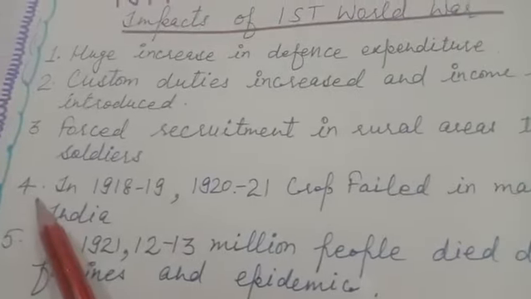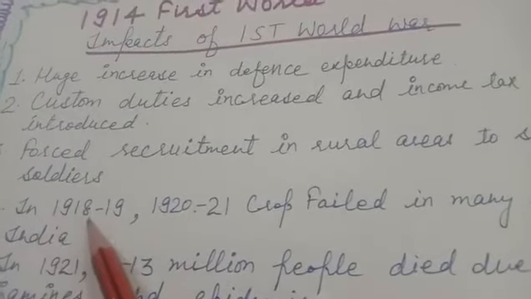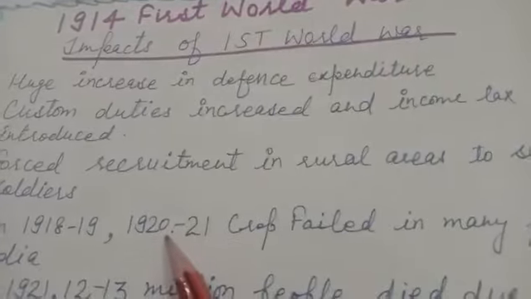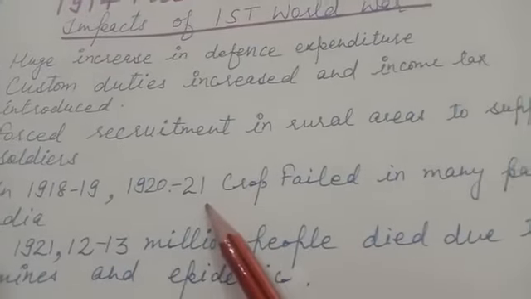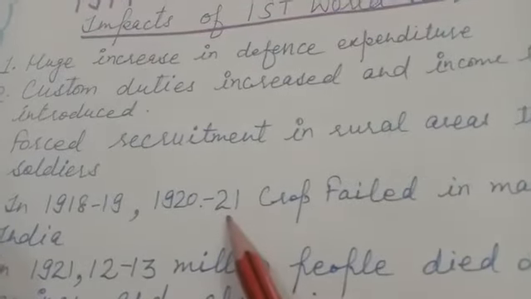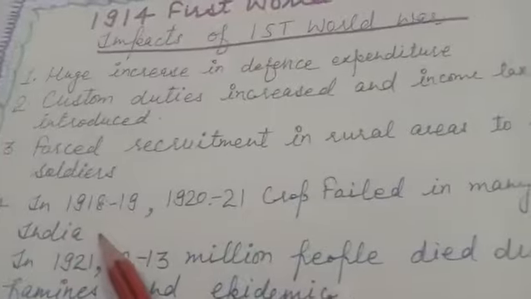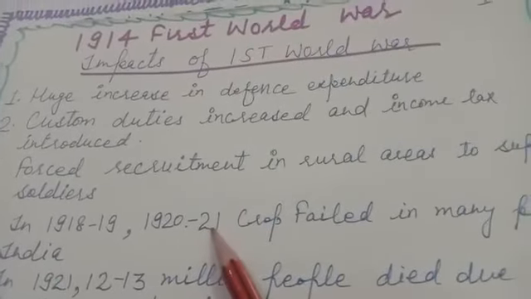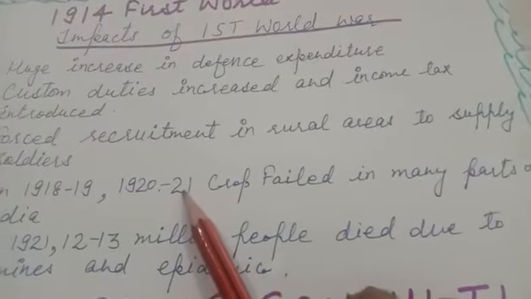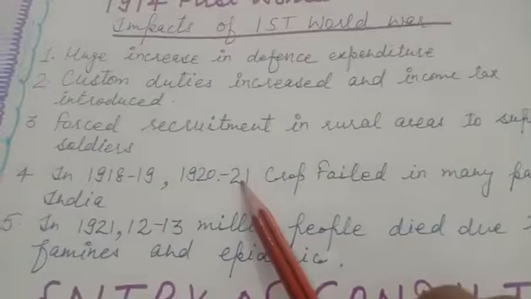Then the fourth impact was, what happened actually? It was the year of 1918 and 1919, then 1920 to 1921. Continuously from 1918 to 1921, crops failed in many parts of the country. So because of this continuous crop failure, a situation of famine occurred in India. This was a very critical problem among the Indians.